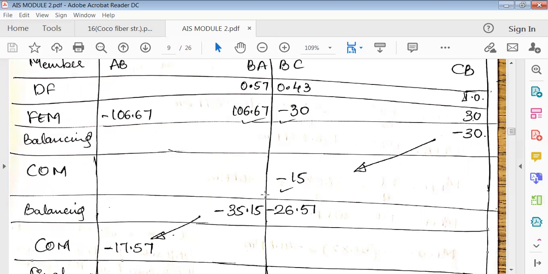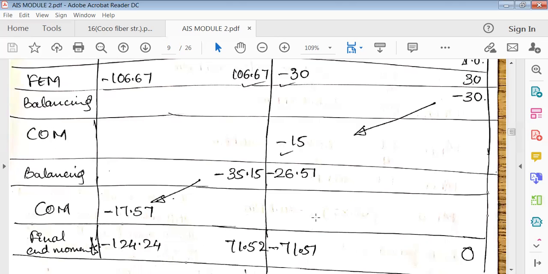Now whatever answer you've got, 61.67 into 0.57, that is 35.15. Write it here. Similarly, 61.67 into 0.43 is 26.51. Okay, so you have balanced the joint B. Now, once balancing is done, then you have to carry over. Okay, so carry over moment is nothing but again from minus 35.15.